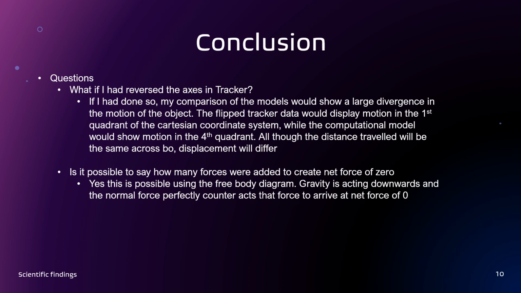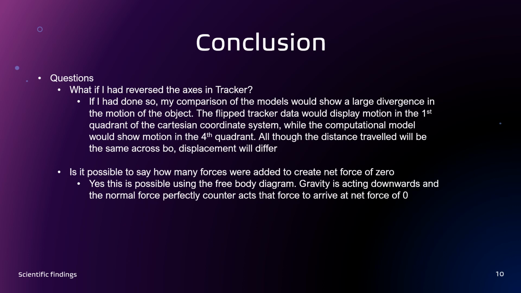To conclude, I want to answer some post-processing questions. For one, what if I had reversed the axes in my tracker? If I had done so, the comparison of the models would show a large divergence in the motion of the object. The flipped tracker data would display motion in the first quadrant of the Cartesian coordinate system, while the computational model would show motion in the fourth quadrant. Although the distance traveled would be the same, displacement would differ.